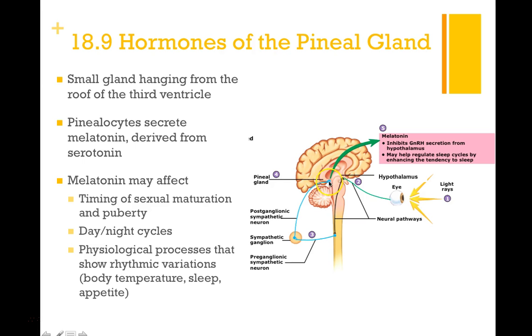In the pineal gland, we will have pinealocytes that will secrete the hormone melatonin. Careful not to mix this up with melanin. Melatonin is derived from serotonin, and its effects will be timing of sexual maturation and puberty, our day and night cycles or circadian rhythms, and our physiological processes that will show rhythmic variations, such as our body temperature, our sleep, and our appetite.